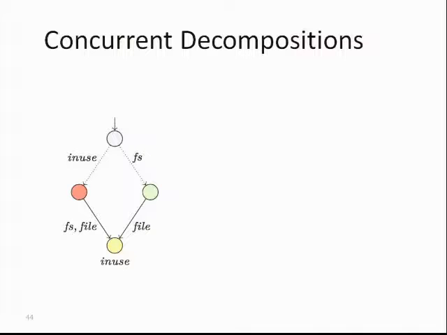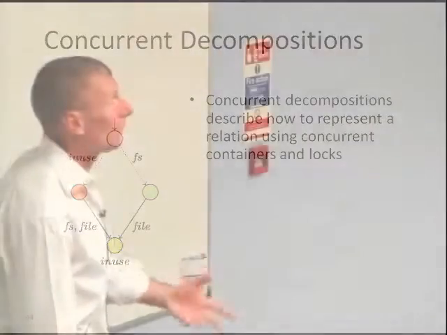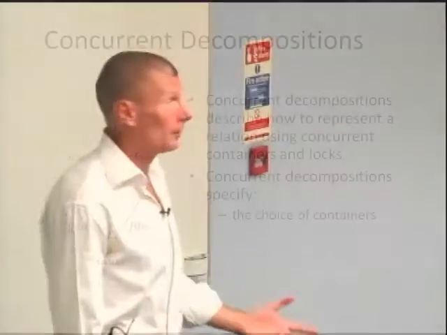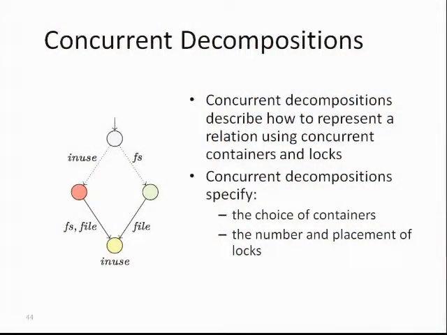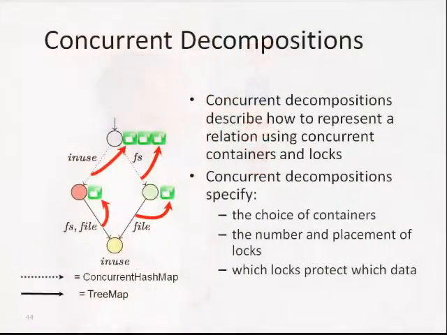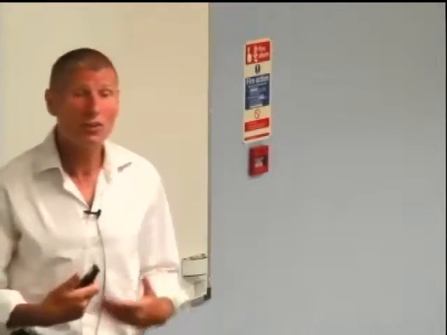It's similar to the idea of the composition. You basically describe how to represent the relation using concurrent containers and locks. And the concurrent decomposition specifies the choice of the container and also the number and placement of locks and which locks protect which data. So you see that here, for example, this is a concurrent hash map, this dotted line, and this is a tree map. And now you see these locks. And this gives you a specification of how you protect different pieces of the memory.